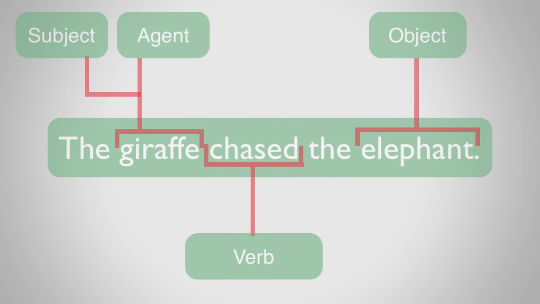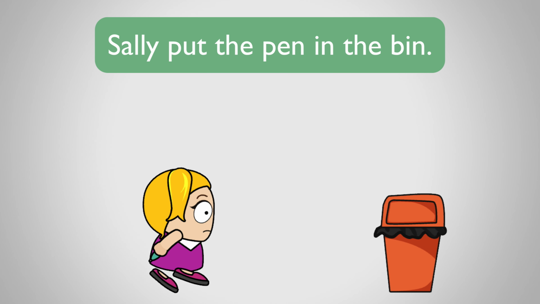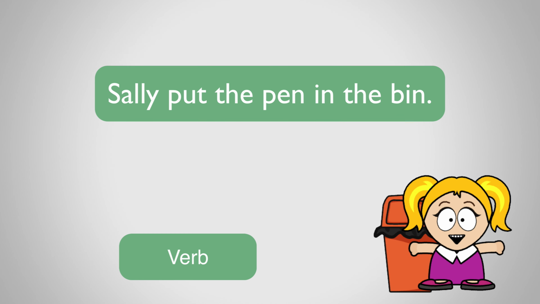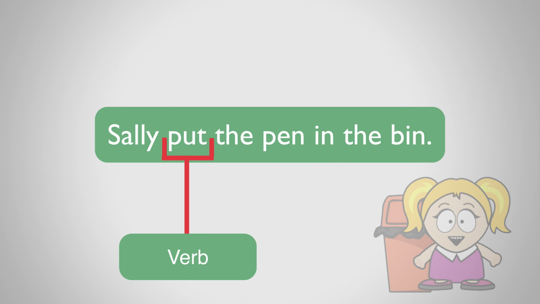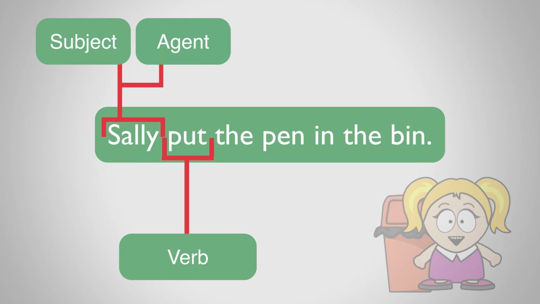Okay, let's do another. Sally put the pen in the bin. So the verb is to put. Now let's find the subject by looking at the words that come before the verb. Sally, she's clearly the subject, and she's also the agent, as she is the one who is doing the putting. So now let's find the object. Is it the pen or is it the bin?